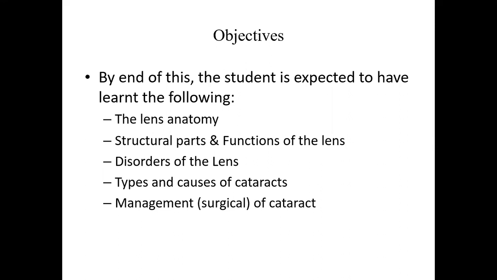So basically what you need to know is the lens anatomy, and we'll talk more about its structure, parts and functions, and the disorders of the lens. At this time, you need to know much about cataract. Some other few I will mention, but mostly cataracts. Then we shall get to know the causes and types of cataracts, and then the management, which is really surgical. There's nothing else you can do as of today to treat cataract other than surgery.